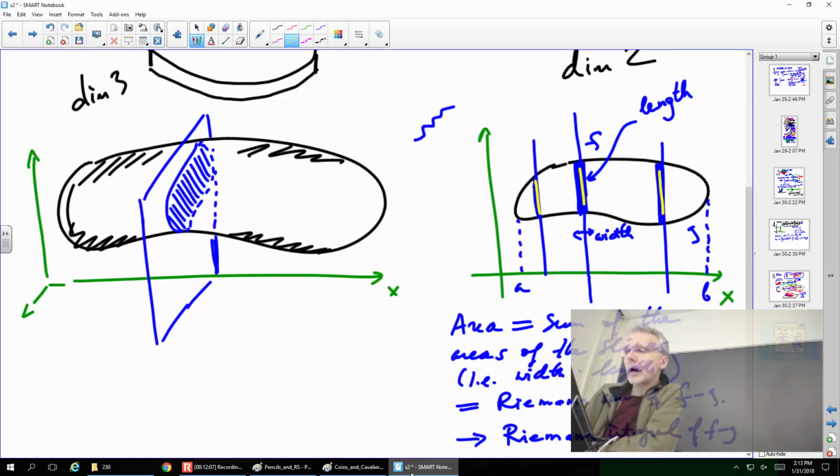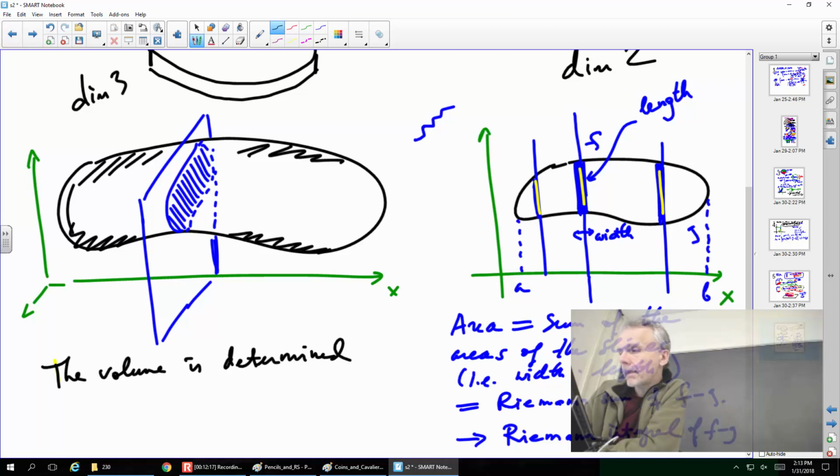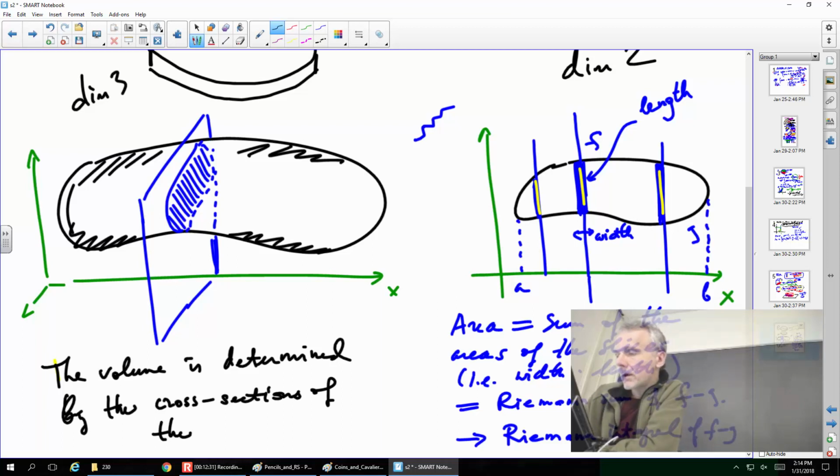Okay, so let me just write it out here. The volume is determined by the cross sections of the solid.